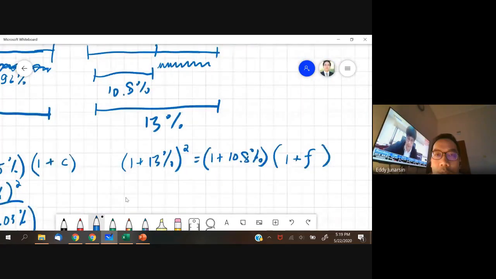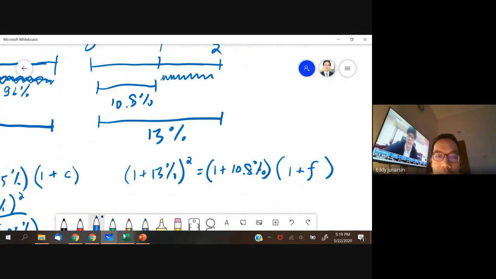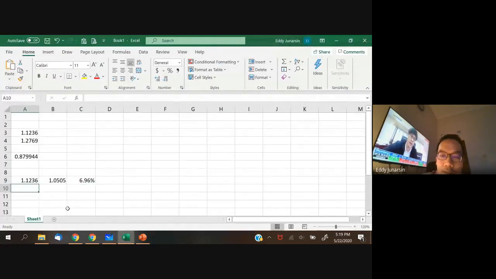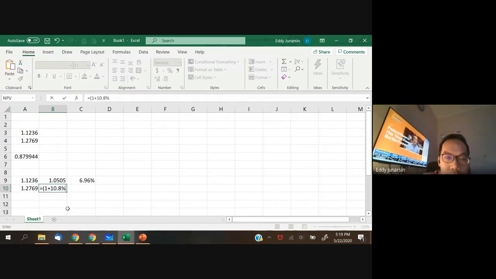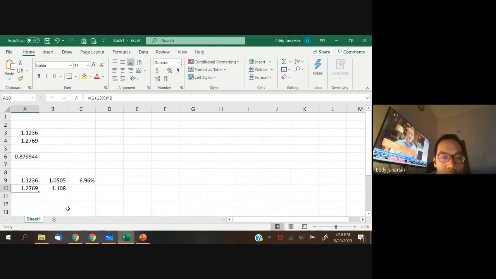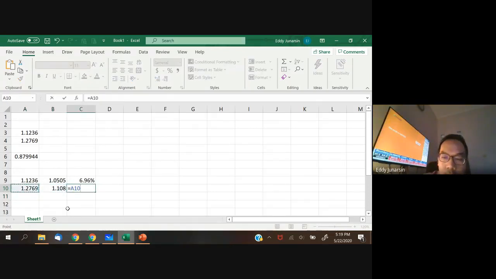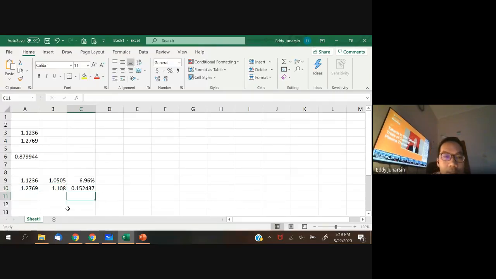What about this one? 13 and 10.8. Where? 10.8. This is to the power of 2, right? This is power 1. So we divide it. And then of course we have to minus 1, right? 1 plus something. So 1524.